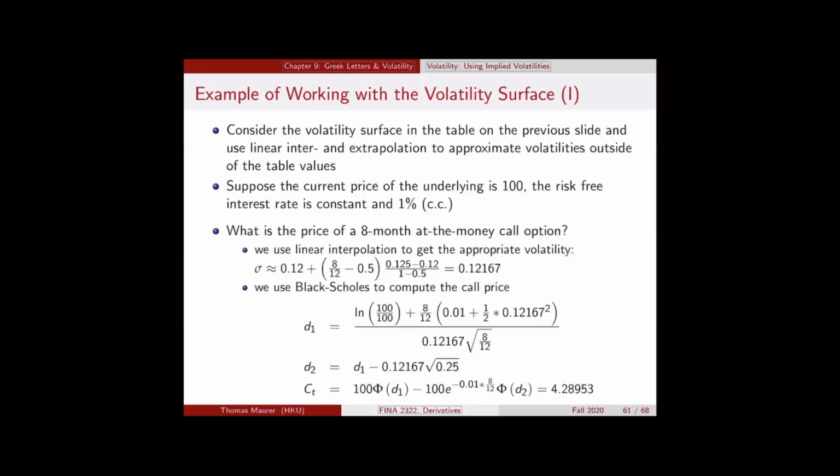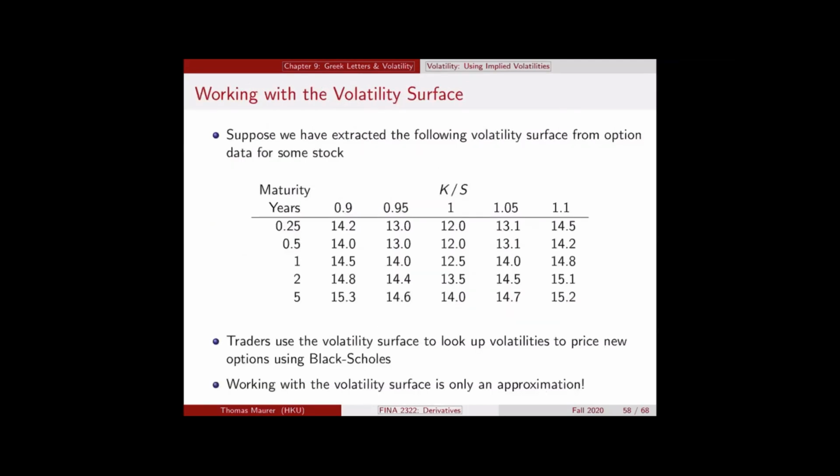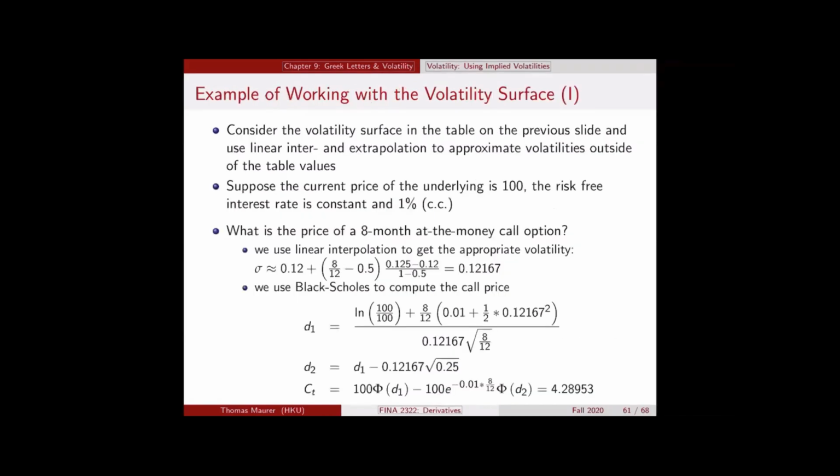So let's look at an example with numbers. Consider again the table which I had previously, on that slide over here. We had a bunch of options with different moneyness and different times to maturity. Now we would like to price a new at-the-money call option with 8 months to maturity. Suppose that the underlying asset has a $100 strike price, and the risk-free rate is 1% continuously compounded per year. So how do I do that? I say, at the money call option, 8 months to maturity. Let's look at my volatility surface.